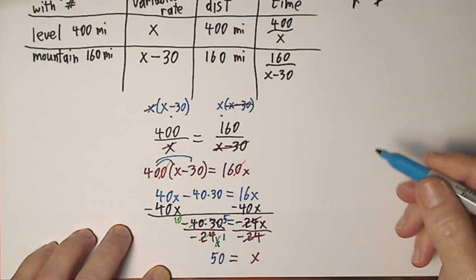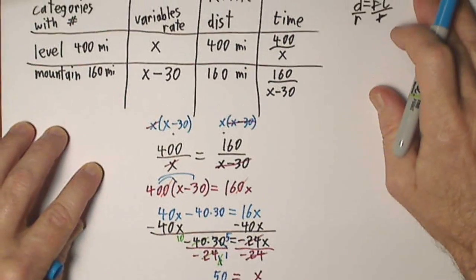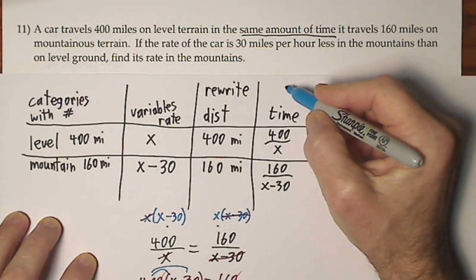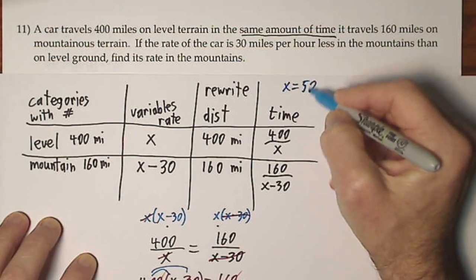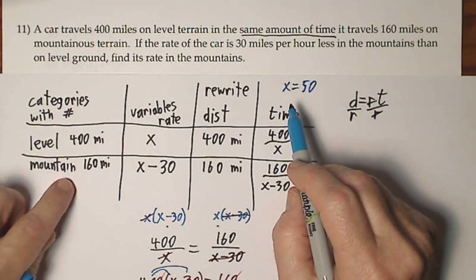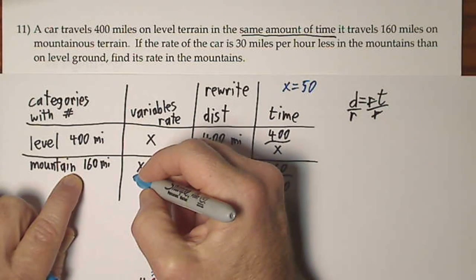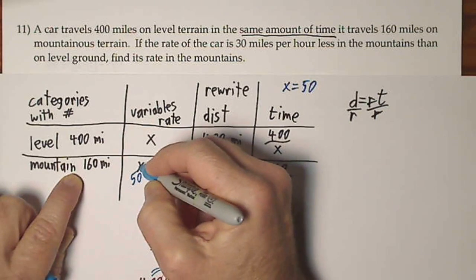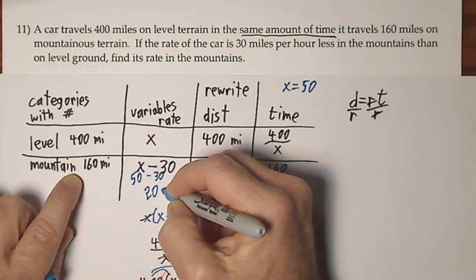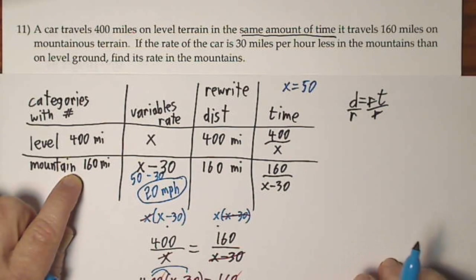So x is 50. And let's see what the actual question was. Remember, we have x equals 50. Find its rate in the mountains. Okay, in the mountains, it's 50 minus 30, so it's 20 miles per hour in the mountains.